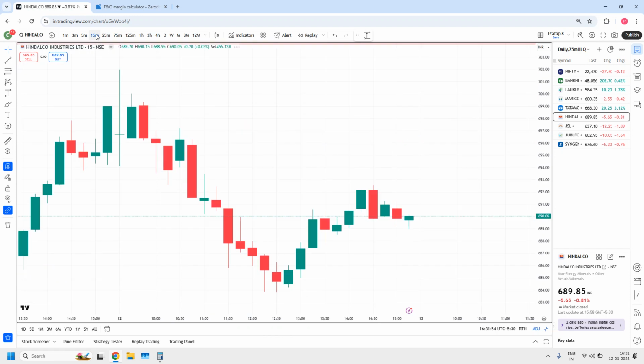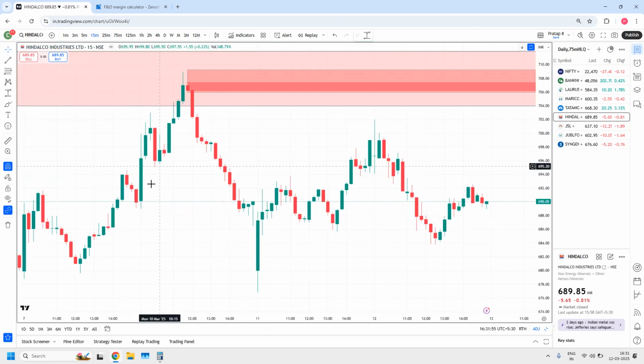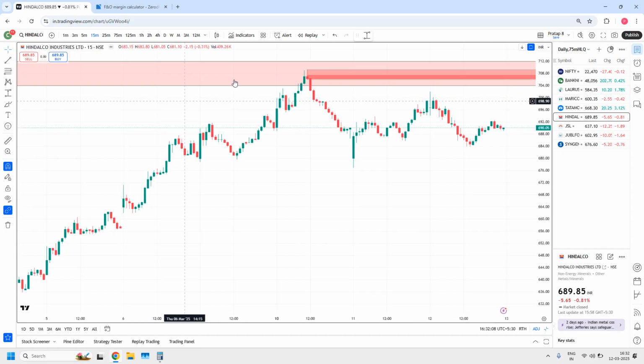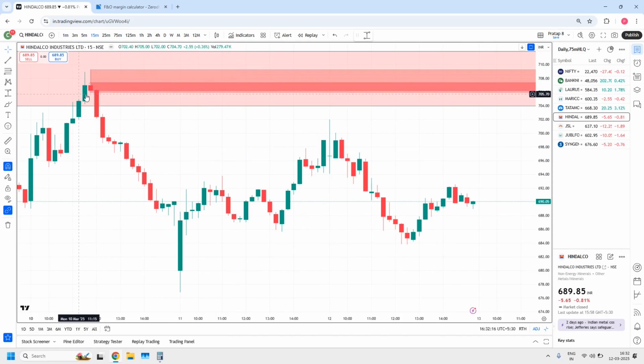Go to 15 minutes time frame. See here, rally base drop. A new zone is created. Now we are thinking whether a similar thing will happen tomorrow in Tata Motors. That is what we discussed. Actually, this zone is supposed to be violated. It doesn't have any proper order flow in at the time of the zone creation. But last Monday, institutions created a new order flow, rally base drop.